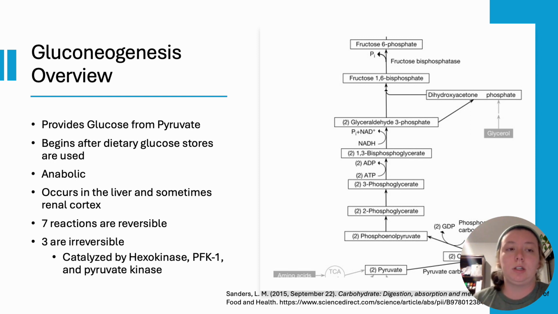So gluconeogenesis overview. Like I said, it's not the exact reversal of glycolysis, but it's pretty similar. It provides glucose by using pyruvate. This process begins after dietary glucose stores are used. It's an anabolic process, the opposite of glycolysis. It occurs in the liver and sometimes the renal cortex. 7 of the reactions are reversible, but 3 are irreversible, and these are catalyzed by hexokinase, PFK1, and pyruvate kinase.